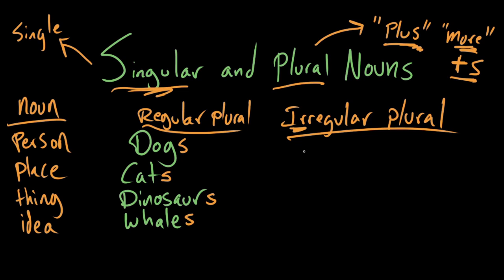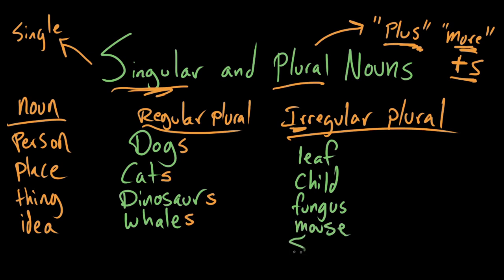Not. So now we have words like leaf and child and fungus, which is like a mushroom, mouse, and sheep. So you can't just add an S to these. That's unfortunately not how these nouns work in English. You can't say leafs and childs and funguses and mouses and sheeps. This is how you do it.